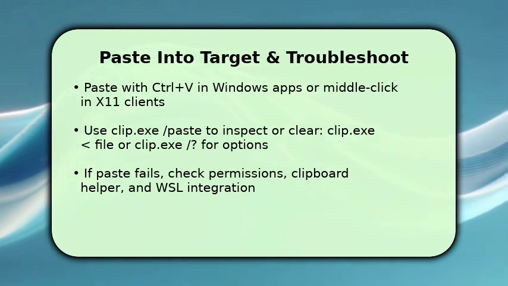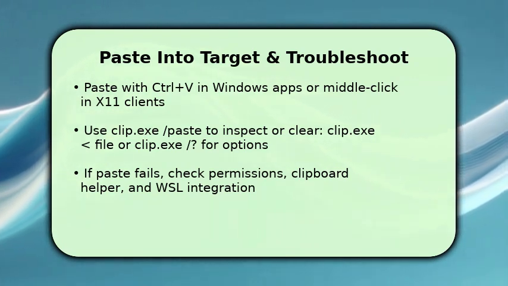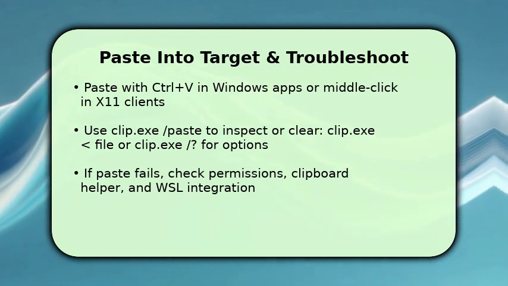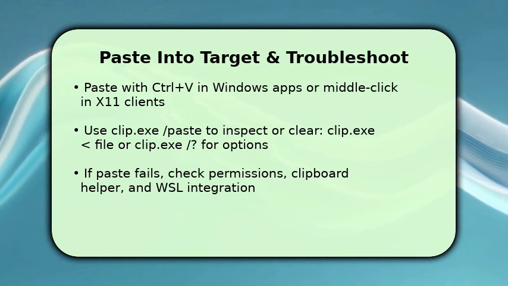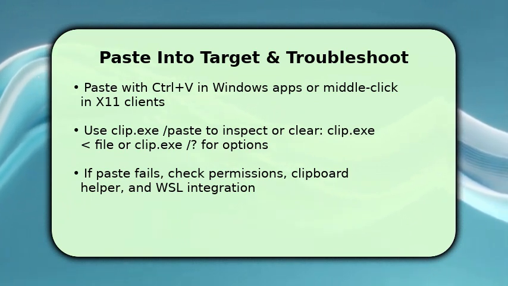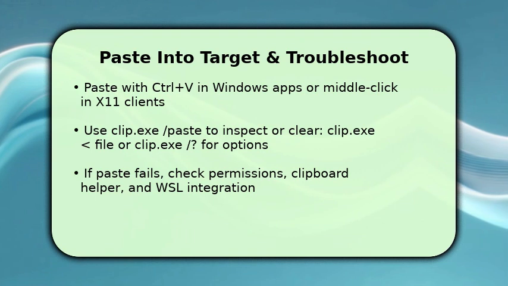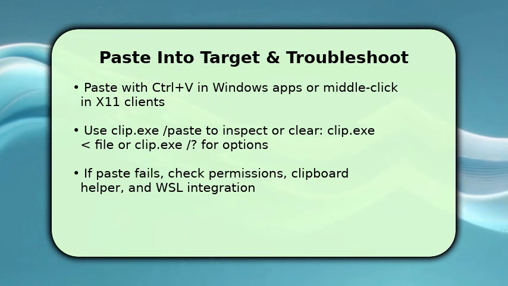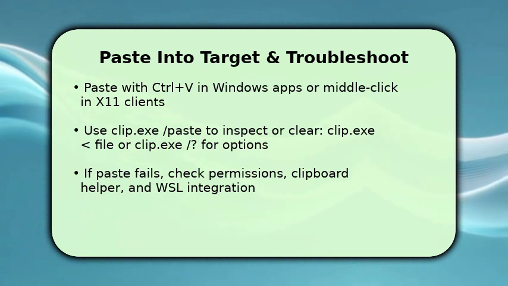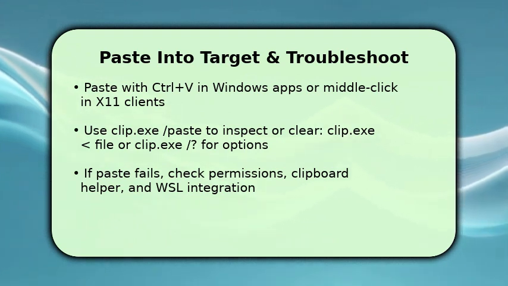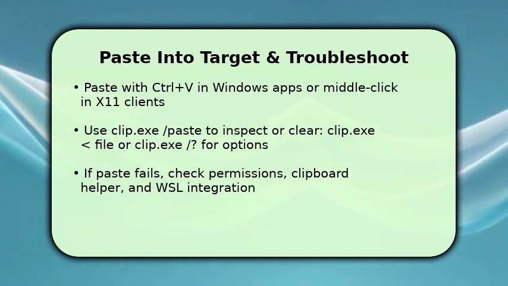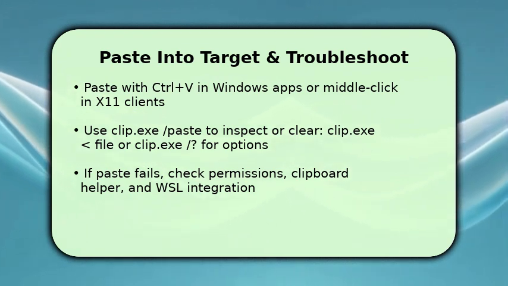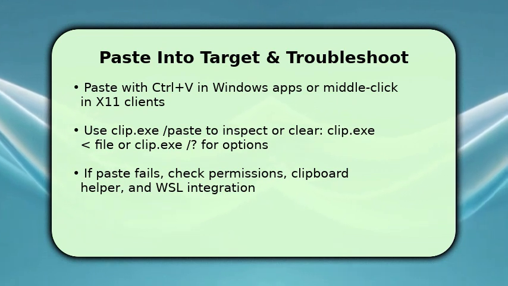In Windows applications, press Ctrl+V. In X11 clients, use middle-click or the client's paste command. If you need to inspect or repopulate the clipboard, use clip.exe to set contents again: cat file | clip.exe. If paste fails, check file permissions, confirm the clipboard helper clip.exe, wl-copy, or xclip is installed, and ensure WSL integration is enabled in Windows Terminal. This commonly resolves invisible paste issues.